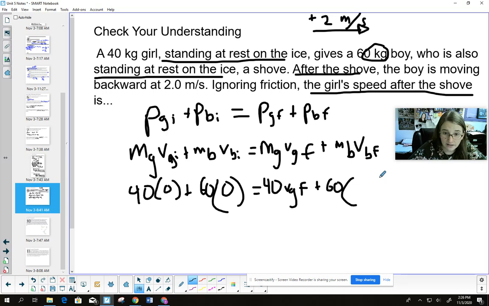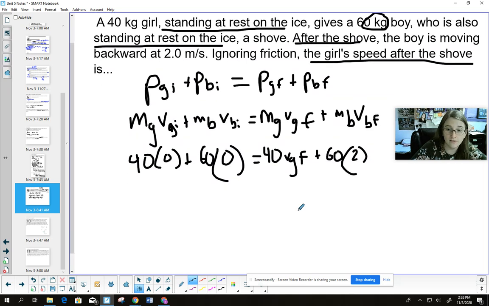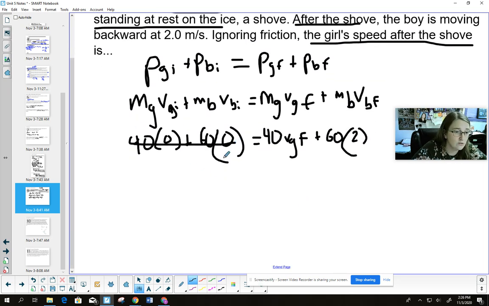It's okay if you called it negative because you think backwards. What's going to end up happening is our answer for the girl will end up reflecting that. So I'm going to go ahead and say that his final speed was a positive 2. You could have said negative. Okay, so this equals 0. So that actually all cancels out there. We got 40 VGF plus 120.